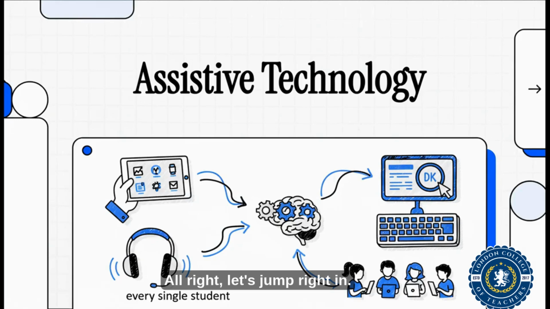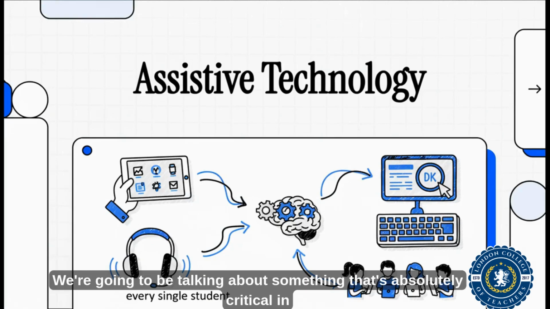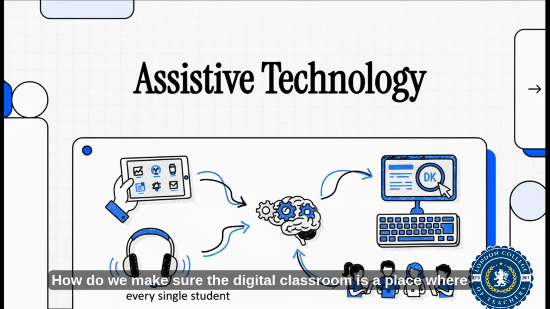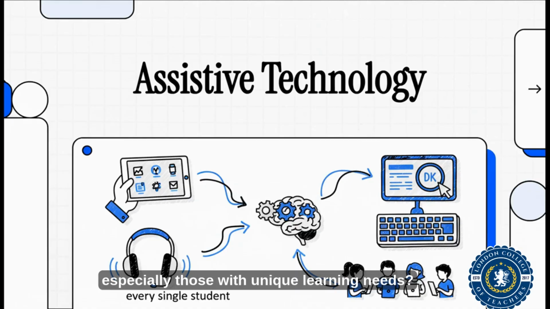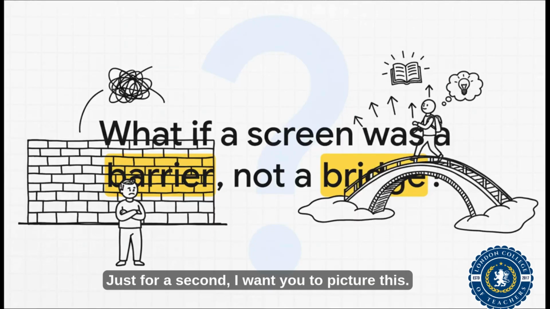All right, let's jump right in. We're going to be talking about something that's absolutely critical in education today. How do we make sure the digital classroom is a place where every single student can thrive, especially those with unique learning needs? Just for a second, I want you to picture this.